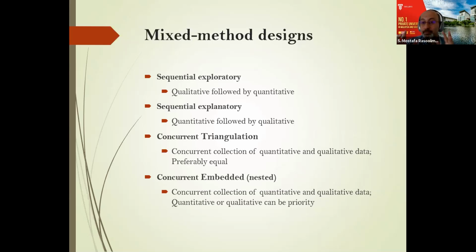One is dominant. Qualitative, for example, is dominant. But we conduct quantitative as an embedded or nested method, while qualitative is dominant. And the contribution of the second method is a partial contribution. Most of the time it is concurrent, embedded, or nested.